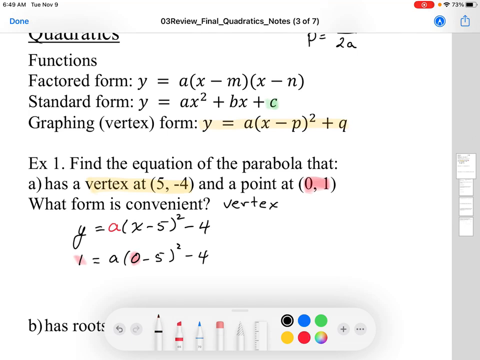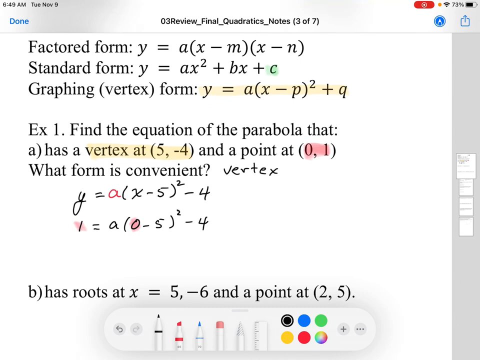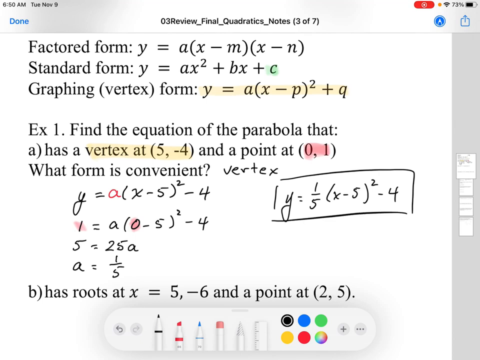Once we have that plugged in, we only have the a to solve for. We end up adding 4 to both sides, squaring the negative 5 to get positive 25, and then solving for a, we get 5 over 25, which reduces to 1 over 5. So there's my final equation: y equals 1 over 5 times x minus 5 squared, minus 4. That is the equation of the parabola in its vertex form.